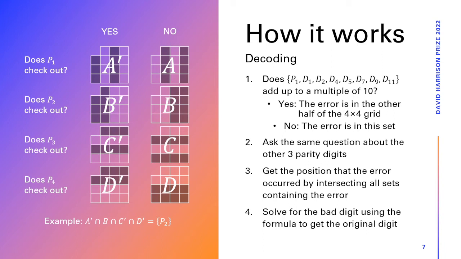To get the original value of P2 back, you simply use the aforementioned formula and you solve for the bad digit. The result of this equation would give you the original digit before it was messed up.